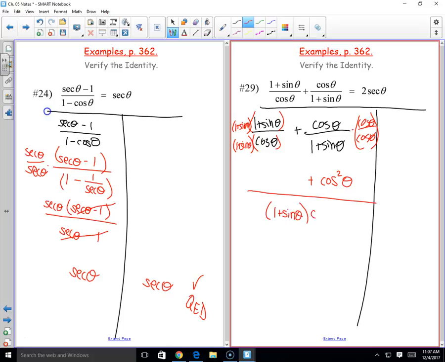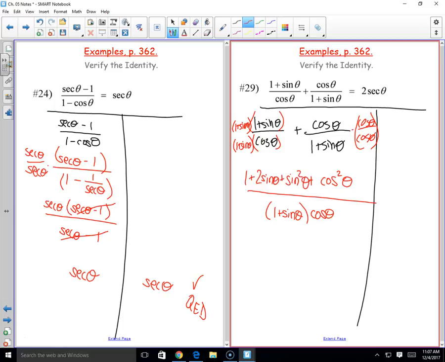What have I not done yet? Because it's probably where most people would make a mistake in the math. I haven't foiled yet, did I? But I need to. Need to foil, no killing puppies. Who's foiled already? What does that become? 1 plus 2 sine theta plus sine.